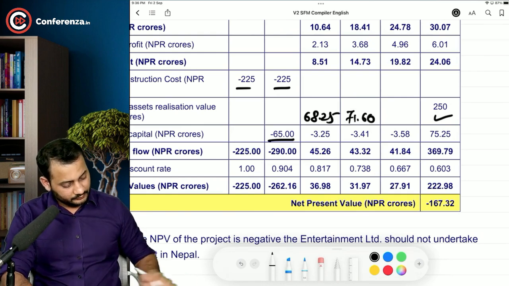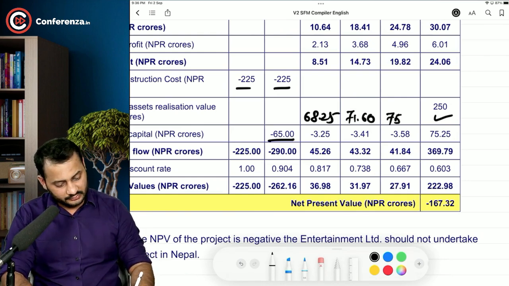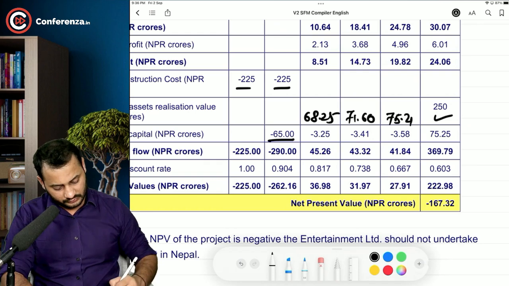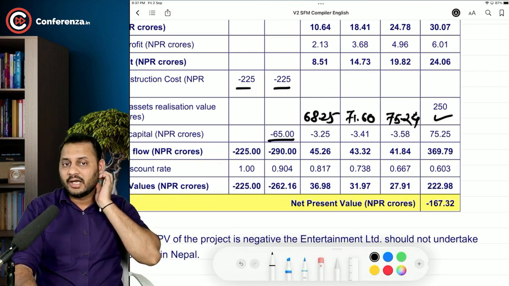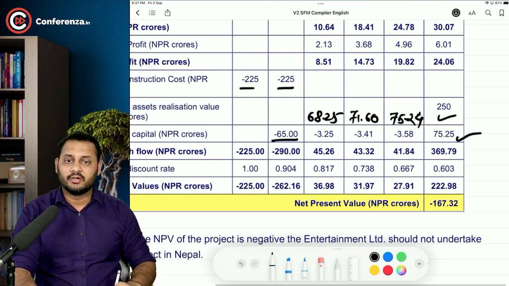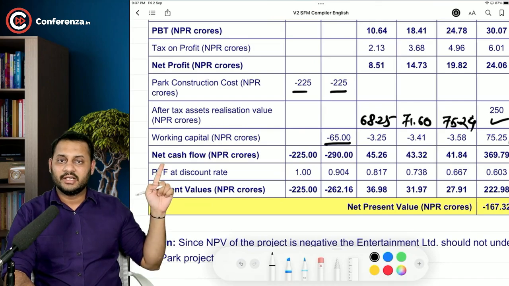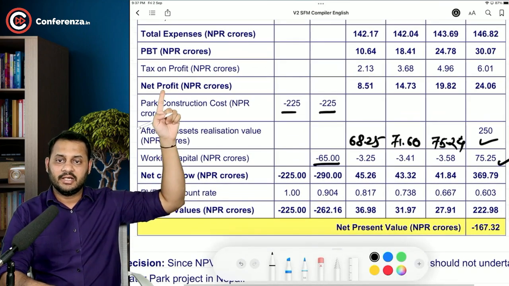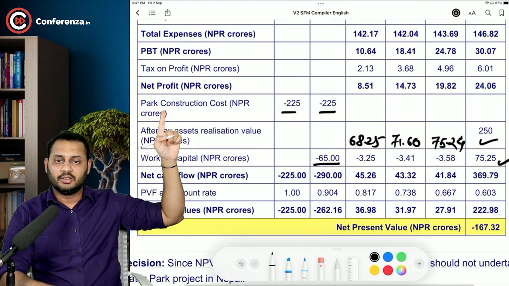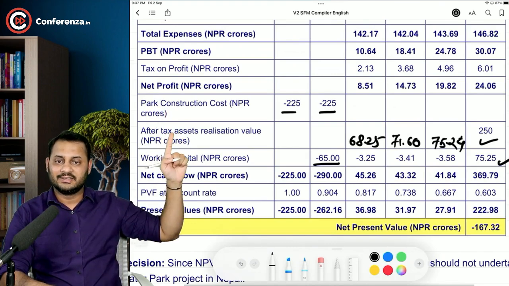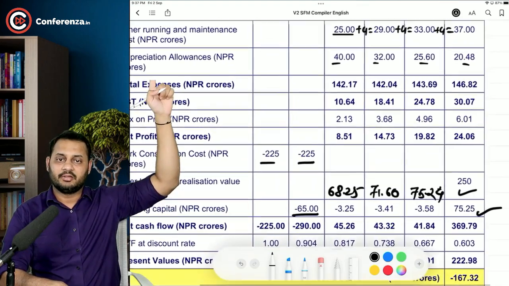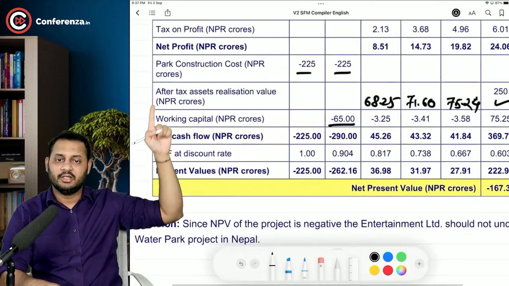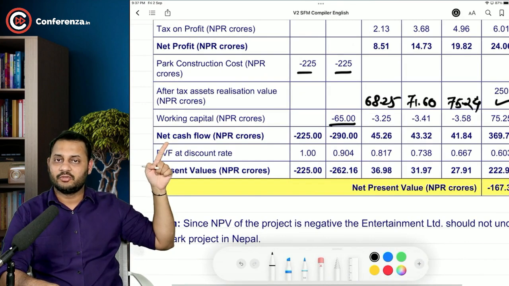71.66 and 75.24. 254, whatever you want to take. And at the end, everything will be recovered. So how do you calculate the net cash flows? It's very simple, sir. Net profit less this plus this less this and add depreciation back. Depreciation has to be added, right? So you will reach at this net cash flow of Nepali rupee.